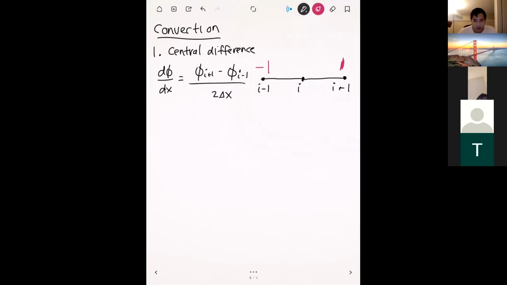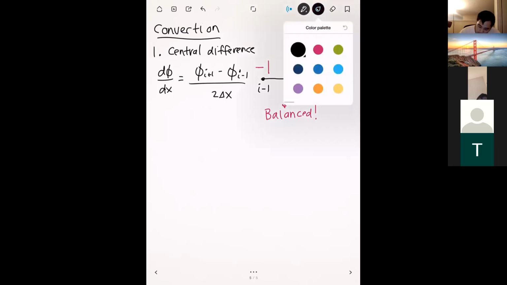Don't worry about the sign so much. We have -1 on the left and +1 on the right, but the fact is we have a weight of 1 on both sides. So this central difference scheme, just like our second order derivative, is also what's called a balanced scheme. We have one on the left and one on the right, and they balance each other out. The seesaw doesn't move.